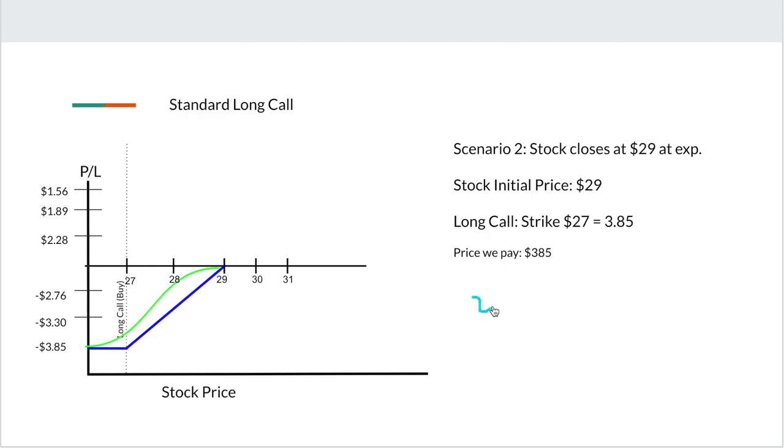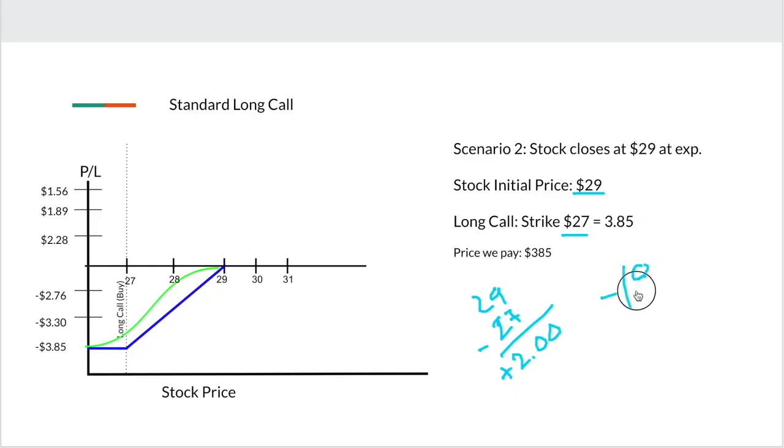You're going to subtract $29 minus 27, because there are 2 points between the stock's price and the strike price, which was 27. That gives you 2.0. So now your call is only worth $200. Don't be too confused by this, you guys. There's the initial price that you saw it at, and this is where the stock closed. So you take the closing price and subtract the strike price of your call from it. That gives you 2.0. So now your call is only worth positive $200, and you lost $185 on this trade.